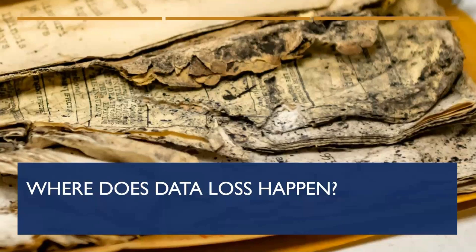The easiest way to prevent data loss is to think through where it can happen. So for paper-based records, data loss is a very visual process. If the paper is not legible, the data is lost. The ink has faded, the paper is degraded or torn up. It's a very visible sign of data loss. In digital records, there are a lot more things at play, and they're not always as visible.